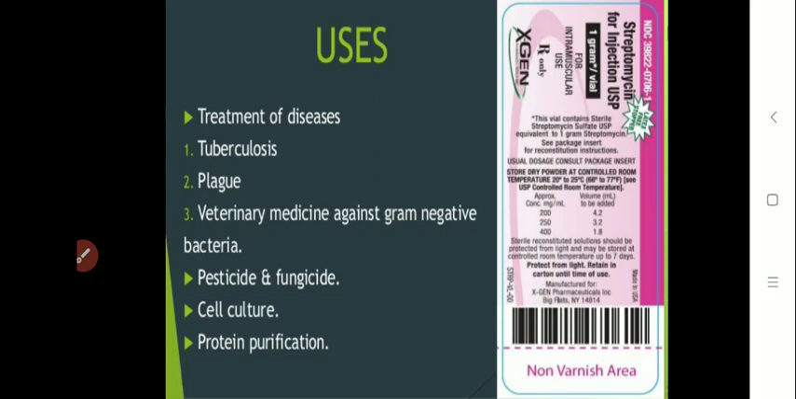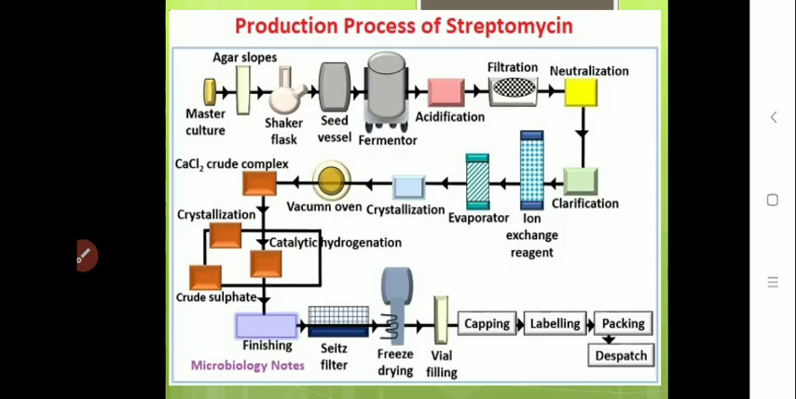It can also be used in the production of various pesticides and fungicides, as well as in various cell cultures and protein purification processes. Streptomycin can be used. So this was all about the streptomycin production process at the industrial level.